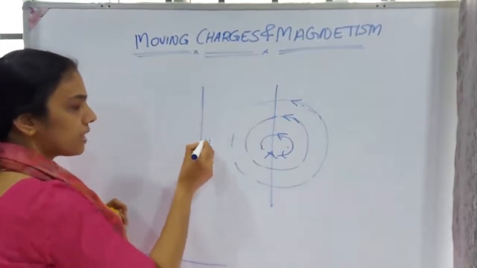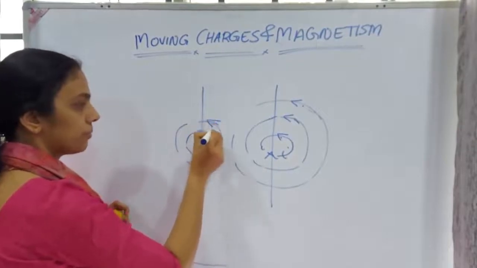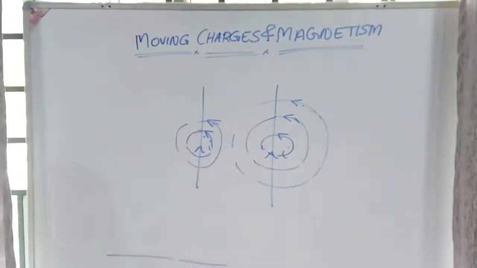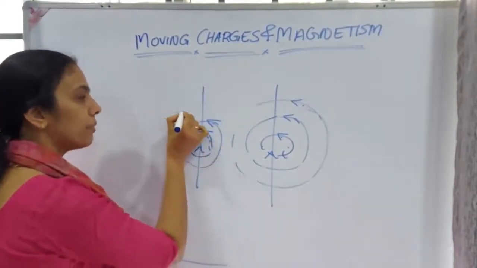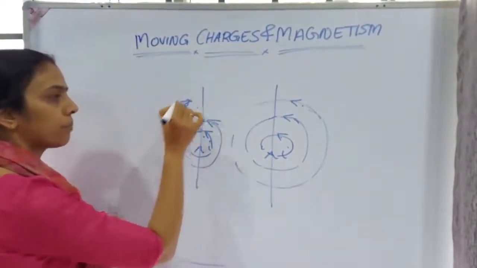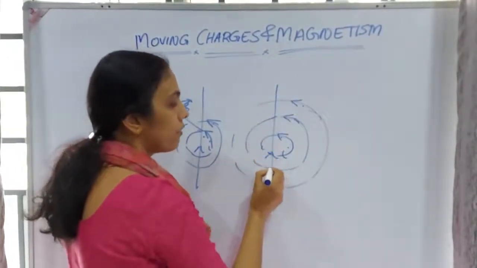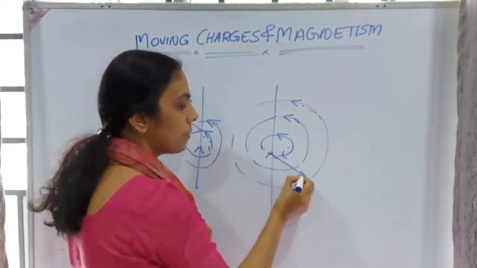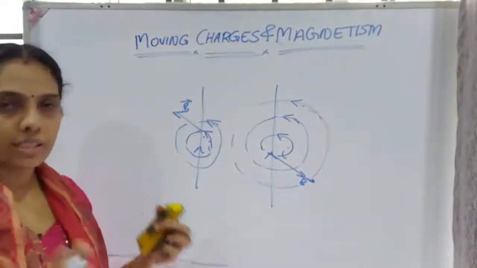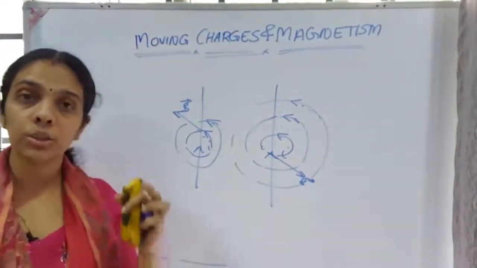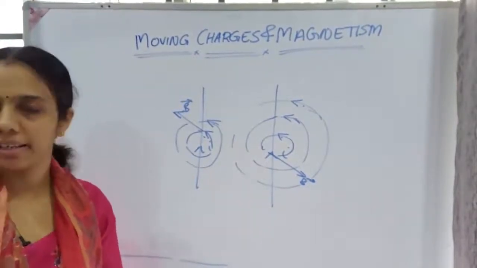So for this one, how will it be acting? The magnetic field will be acting in this direction. This will be the direction of the magnetic field. So if I am considering a point here, what will be the direction of the magnetic field? The magnetic field will be acting in this direction. Okay, and here if I am considering the magnetic field at this point, the magnetic field will be acting in this direction. Okay, depending on which positions we are considering, the tangent to that circular path will give you the direction of the magnetic field.